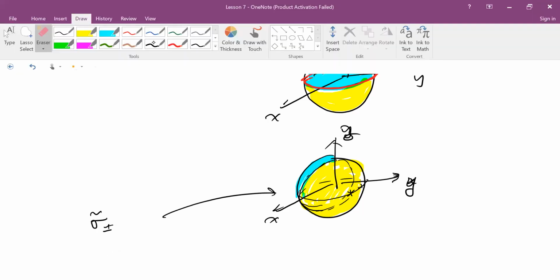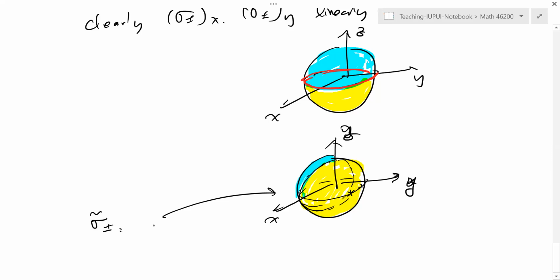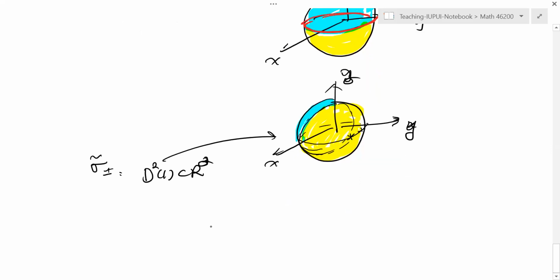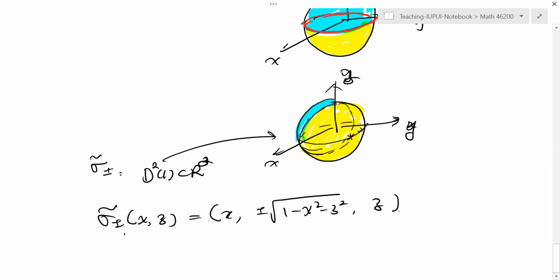Yeah, it's a map. How do you define this disk? I use the variables x and z instead of x and y. So that means x is here, and y is plus or minus the square root of 1 minus x squared minus z squared, where you solve for y, okay? With x and z.